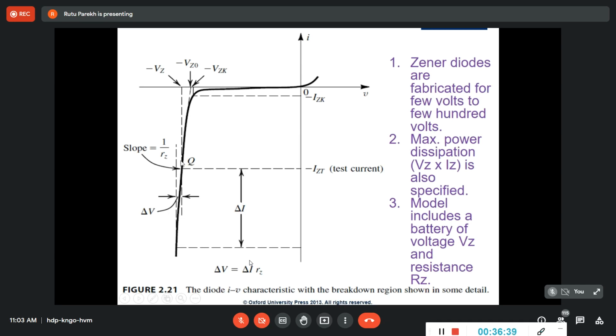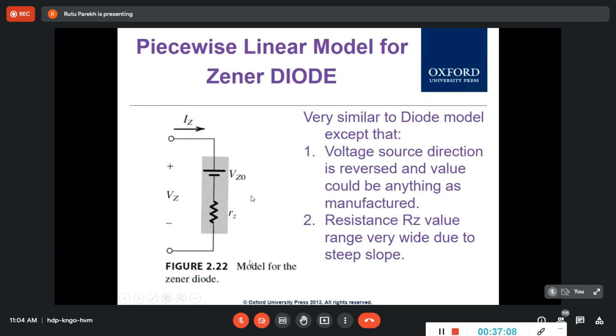The slope of this is equal to the inverse of the resistance. The slope means there is some resistance. So this slope is equal to the inverse of this RZ when you take the ratio. And where it goes, it's VZ0. The change in the voltage, delta V, is equal to delta I into RZ. And this is the model of the Zener. As you can understand, this is VZ0, RZ.